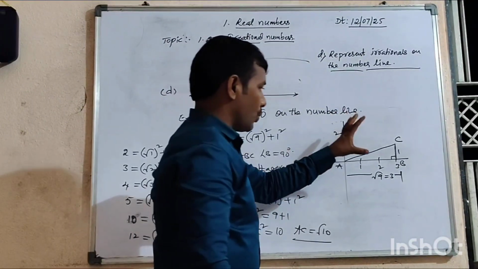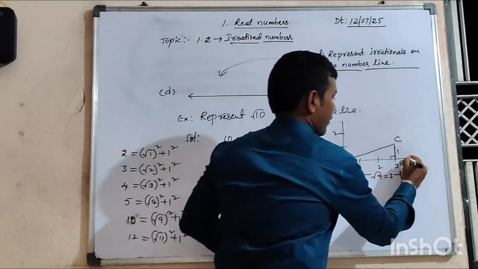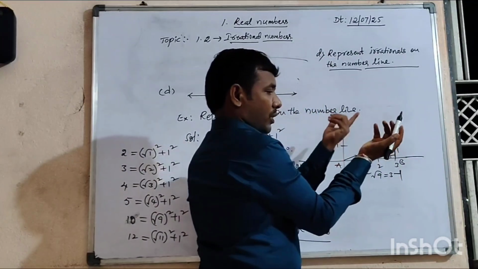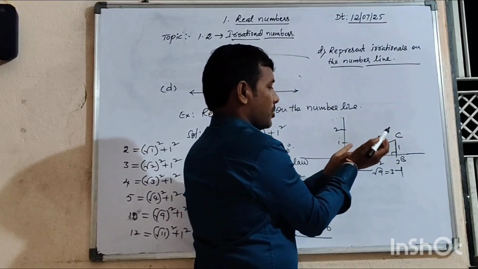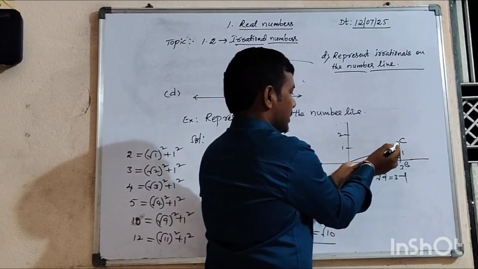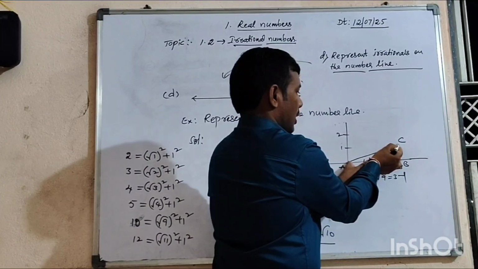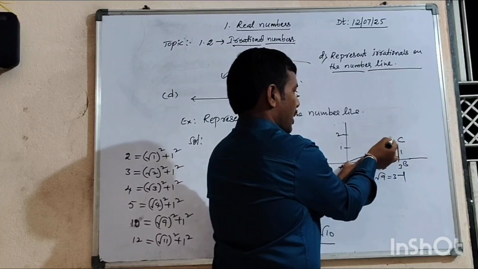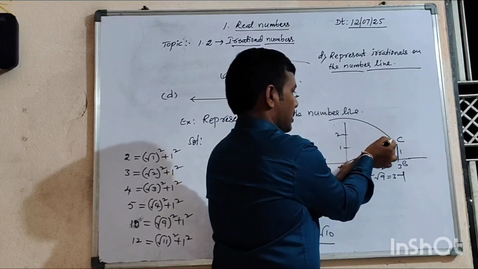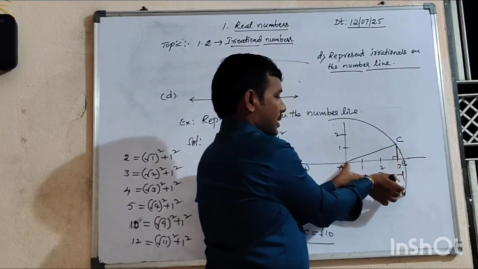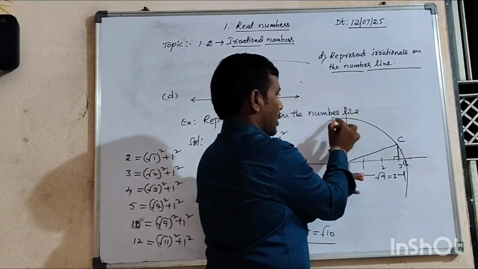Now how to make the arc in the figure? See, I don't have instruments with me. That's why just observe carefully. Take the compass as the length of AC. With the help of the AC measurement, you make an arc like this. This arc should cut the x-axis. This is what we generally call an arc.